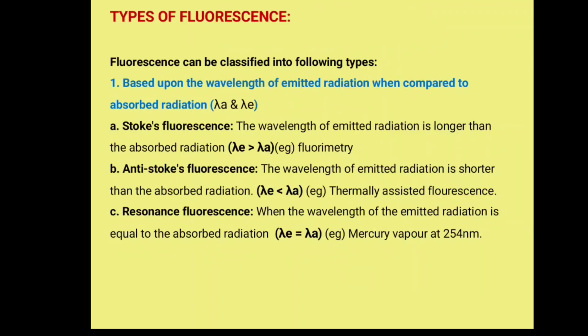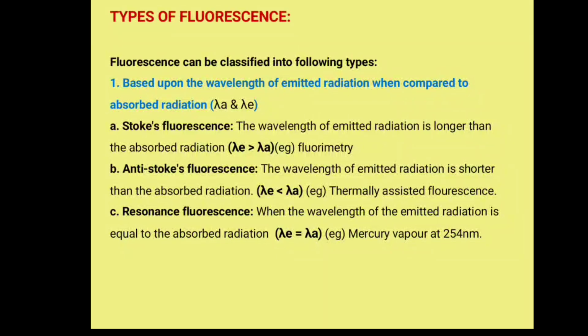Let us learn about types of fluorescence. Fluorescence can be classified into the following types based upon the wavelength of emitted radiation when compared to absorbed radiation. According to this, it is classified into three types: Stokes fluorescence, anti-Stokes fluorescence, resonance fluorescence. Stokes fluorescence: the wavelength of emitted radiation is longer than the absorbed radiation. Example of this type is fluorimetry.